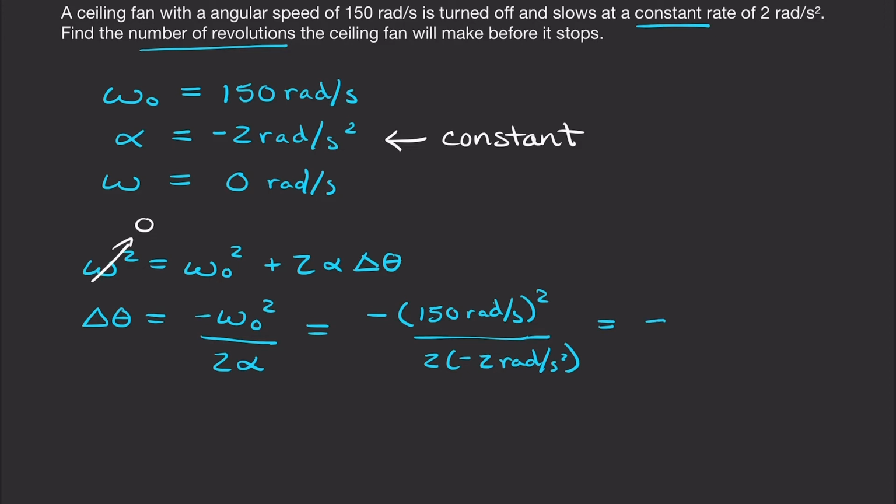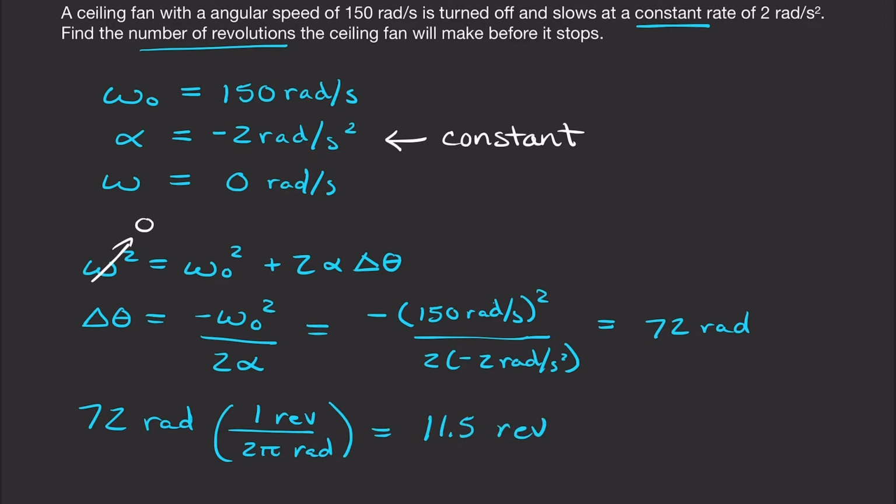And this will give us 72 radians. Now we just need to convert this to revolutions. 72 radians, we have 2 pi radians for every 1 revolution. And if we plug that in, we get 11.5 revolutions.